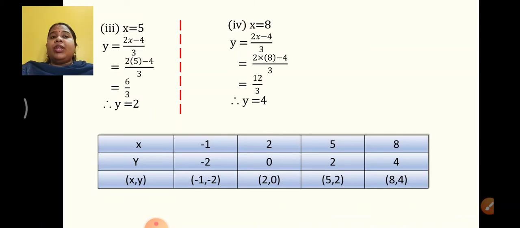So let us move to the next equation now. The second equation is 3y minus x is equal to 4. So 3y, I can shift x to the right side. It will be x plus 4. So y automatically becomes x plus 4 upon 3.